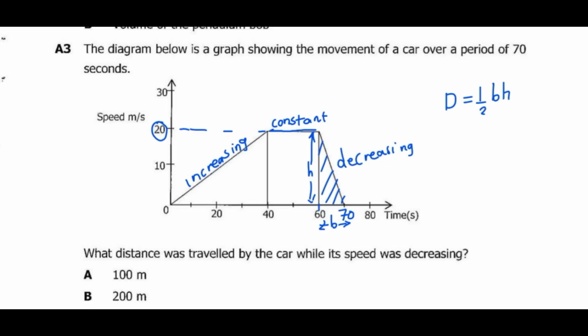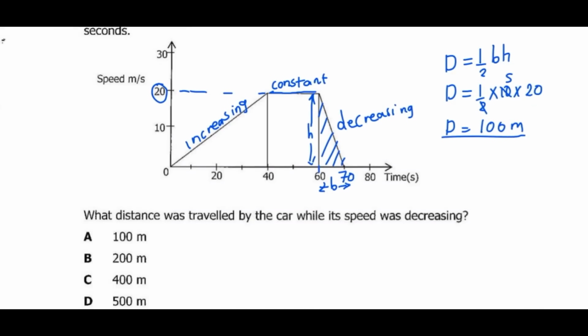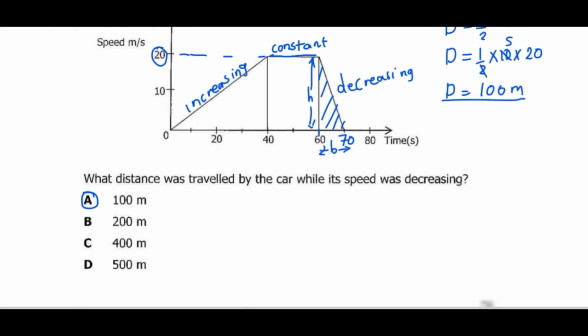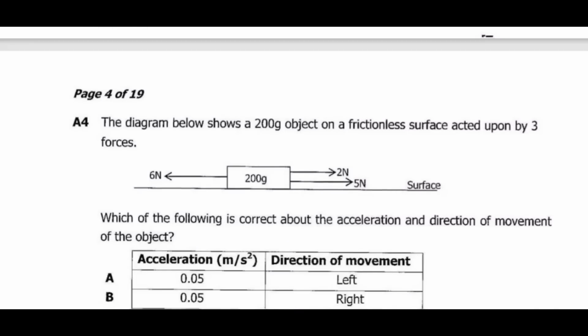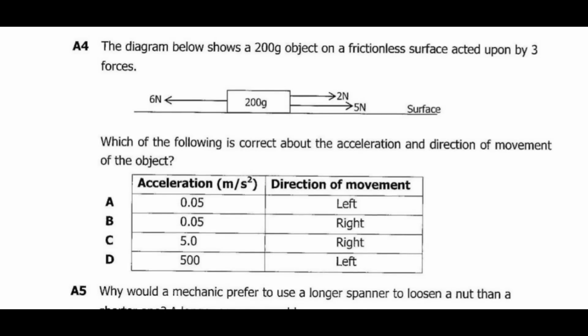Then our b will be the difference between 70 and 60. So now let's do calculations. We have half times our b, which is 10, then times our height, which is 20. So if we cancel, 2 here is 1, 2 here is 5. So 5 times 20 will give us 100 meters. So this was the distance that was covered. So the answer is just A. Now we move on to question 4.